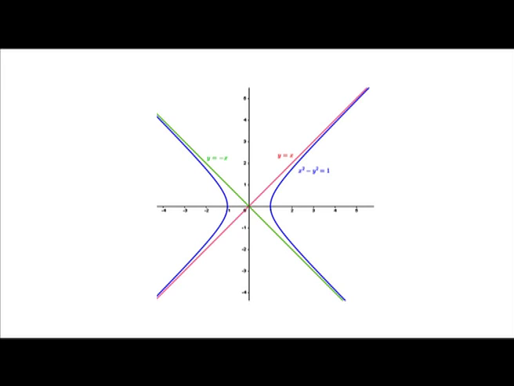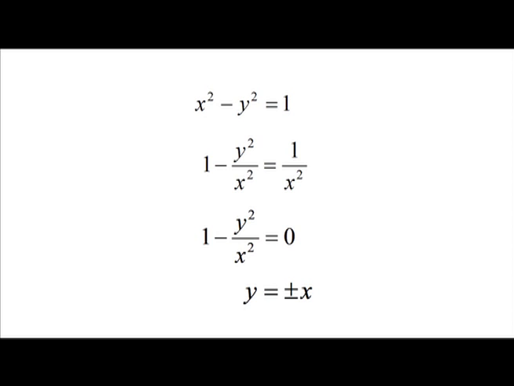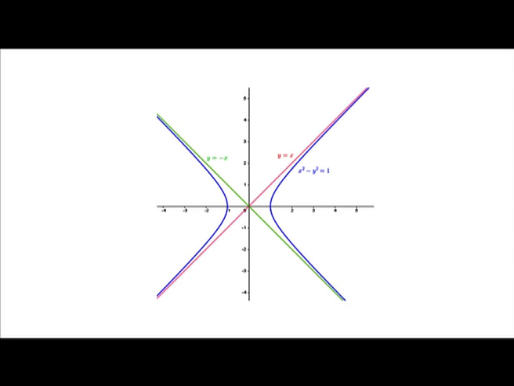For example, the hyperbola x square minus y square equal to 1 has two asymptotes, namely y equal to x and y is equal to minus x. In fact, the equation x square minus y square is equal to 1 can be reformulated as 1 minus y square by x square is equal to 1 by x square, and as x goes to infinity or negative infinity, the right hand side of the equation goes to 0. Thus, we get 1 minus y square by x square is equal to 0, which gives y is equal to plus or minus x, getting two asymptotes which are neither horizontal nor vertical and hence oblique asymptotes.